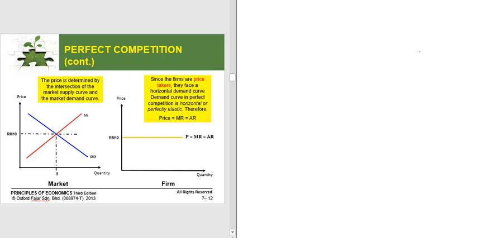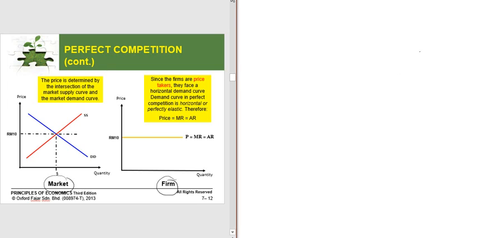Alright, so now I'm going to show you how the market price is set in a perfect competition market. So in this slide here, you have the market demand and market supply curve. On the left side of your slide, the left graph here, you have the market supply and demand. And on this right side here, you have the price that is set individually by individual firm.